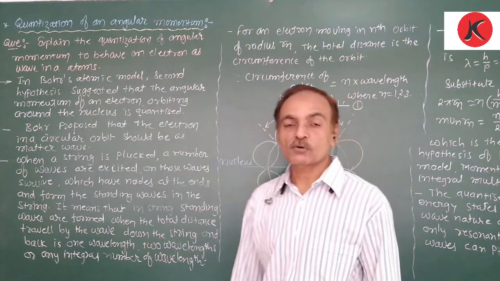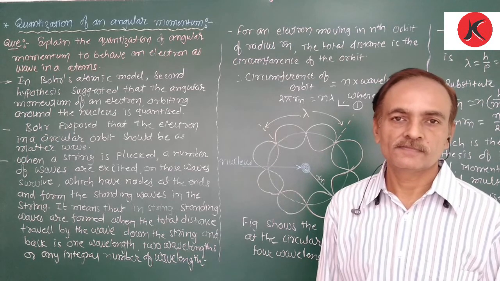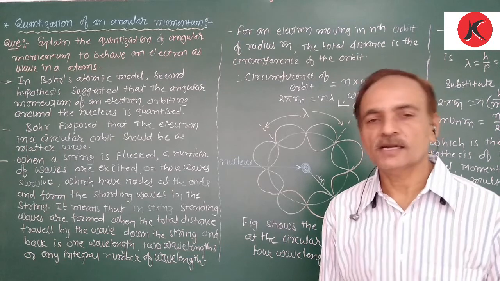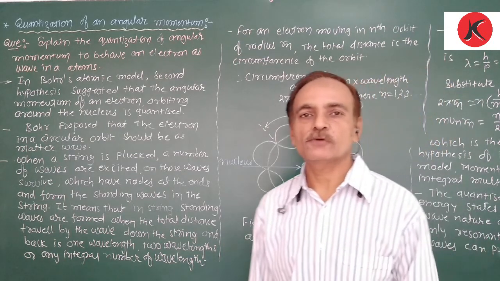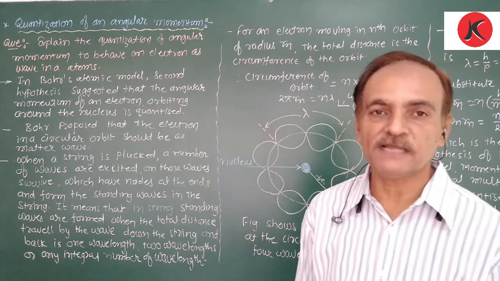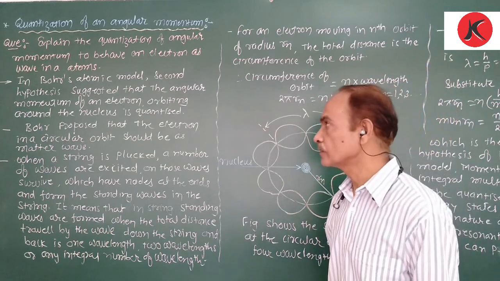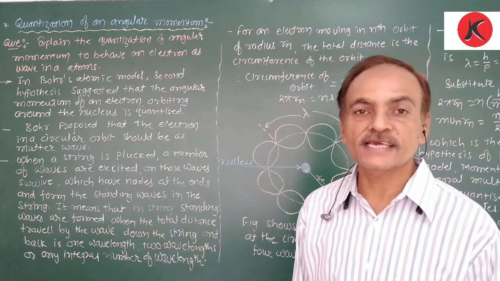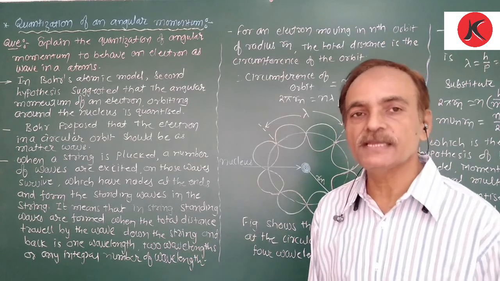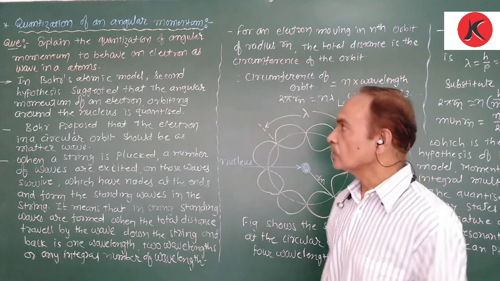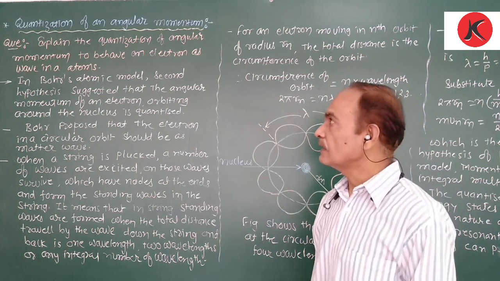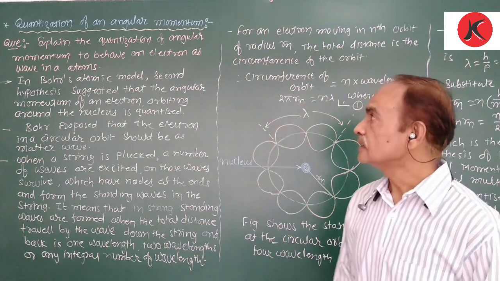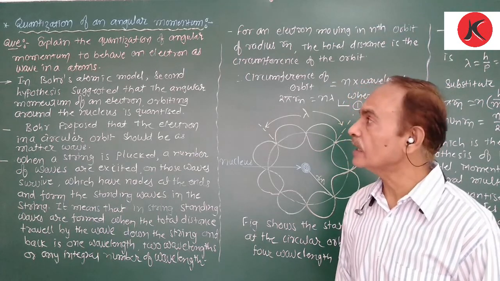Okay, now friends, what is the quantization of an angular momentum? Rutherford already suggested the atomic model, but Rutherford's atomic model cannot explain the stability of an atom. So in those cases, Niels Bohr suggested three hypotheses to explain the stability of an electron. So in Bohr's atomic model, our question is to explain the quantization of angular momentum, or how an electron behaves as a wave in atoms.